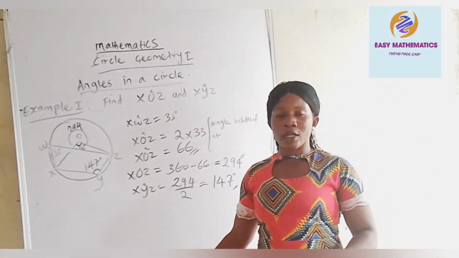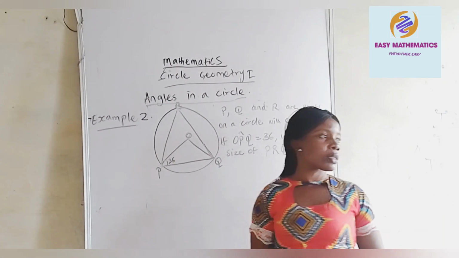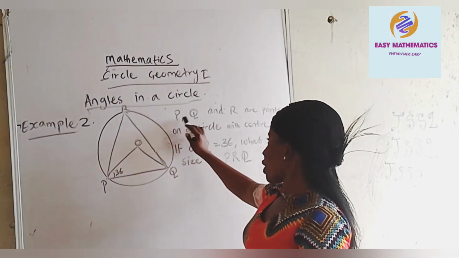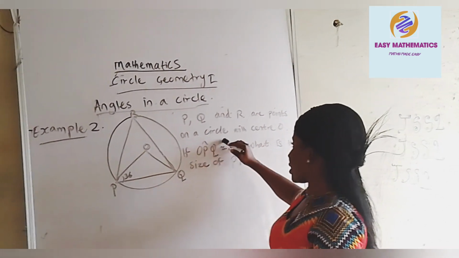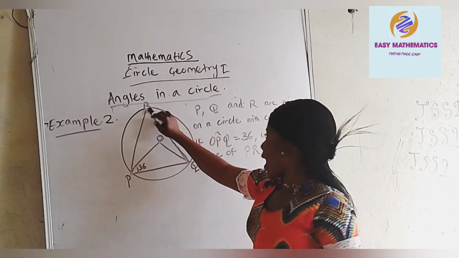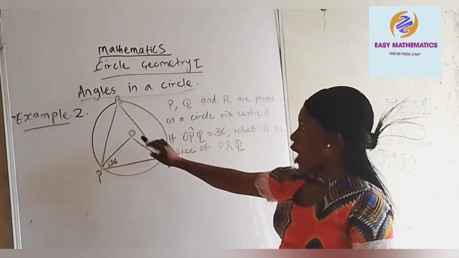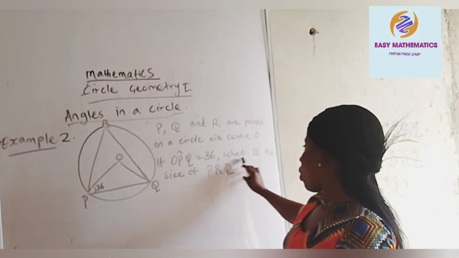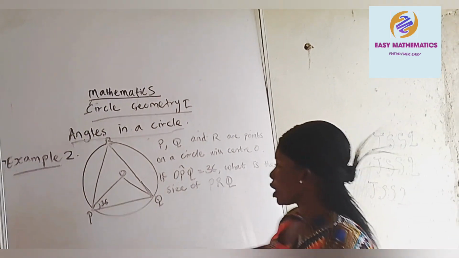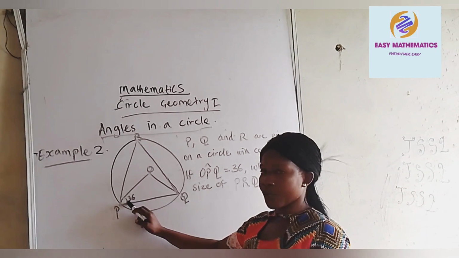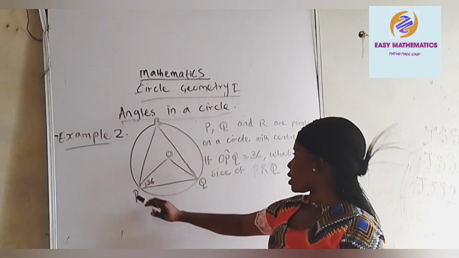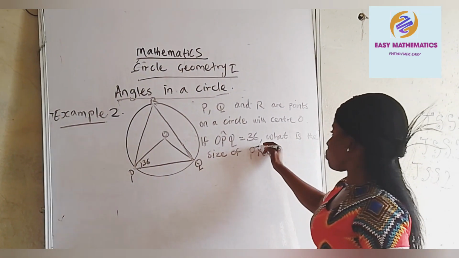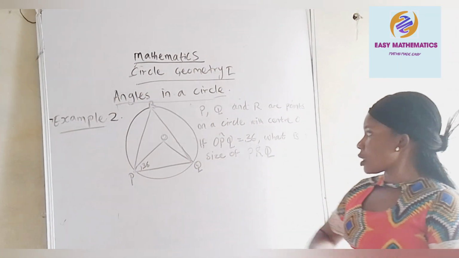Now we'll be looking at example number 2. Angles in a circle. Example 2. P, Q, and R are points on a circle with center O. This is the center O. If OPQ is equal to 36, what is the size of PRQ? That is the angle here. What is PRQ? That is the angle here.